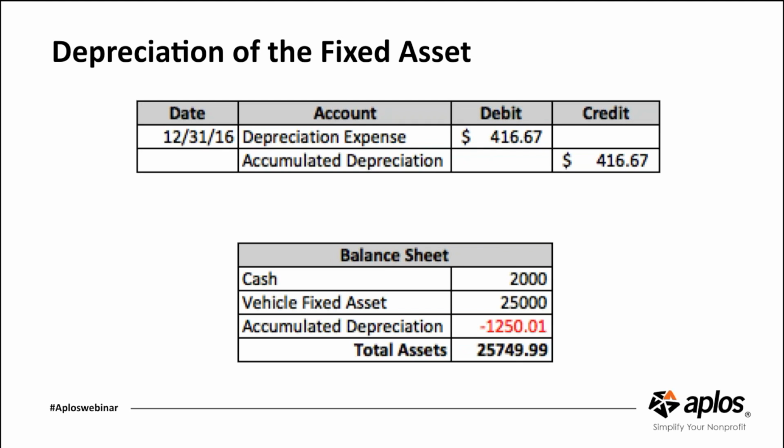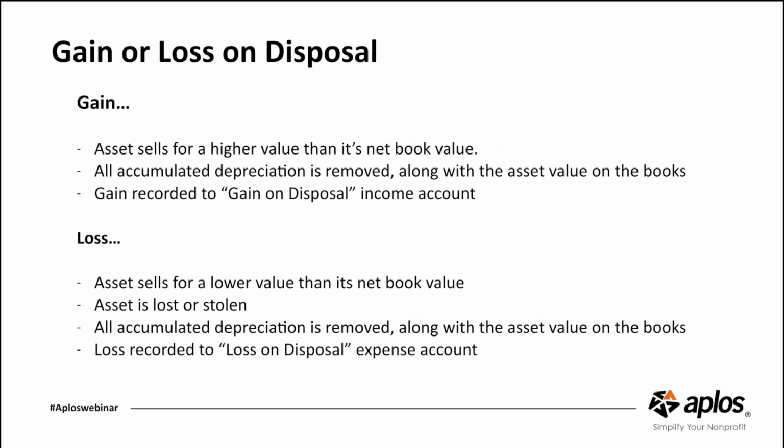Anyways, so what happens if you sold this vehicle for $30,000? Well, the gain on that is going to be anything over the net book value for the fixed asset. When you dispose of an asset, no matter if it's a gain or a loss, all of the accumulated depreciation is removed along with the asset value on the books. So essentially you post a journal entry to remove the value of the asset. You put a positive value into the accumulated depreciation as a debit, so that offsets. And then whatever difference there is, it's either a gain or a loss. So that's where the income would come into play.